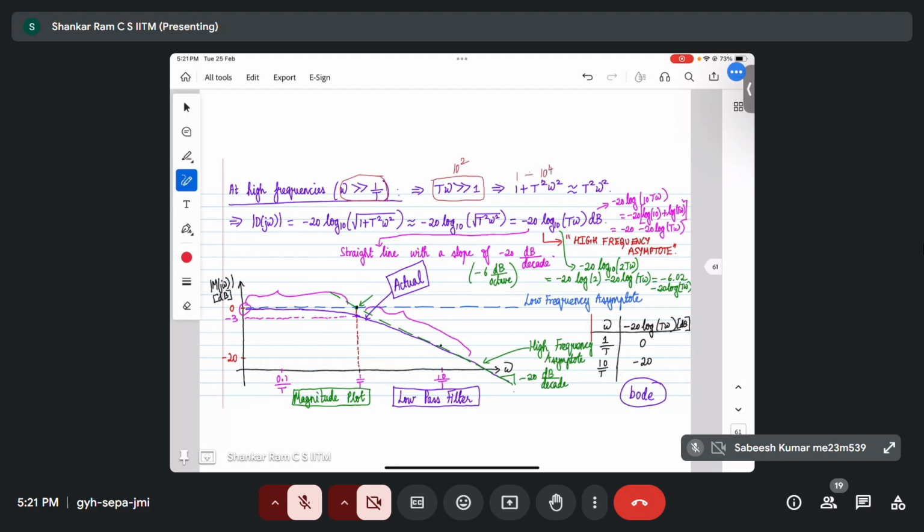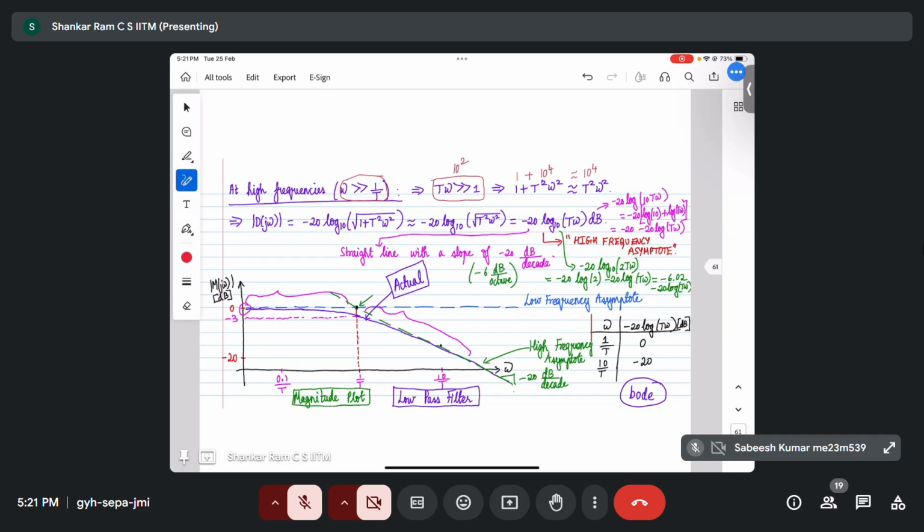Now, if we put 1 plus 10 power 4, this is approximately going to be equal to 10 power 4. So 10 power 4 is 10,000. So see, 10,000 plus 1 is 10,001. I can call 10,001 to be almost 10,000, is it not? So we are doing an order of magnitude analysis. So immediately you can observe that we can do this approximation.